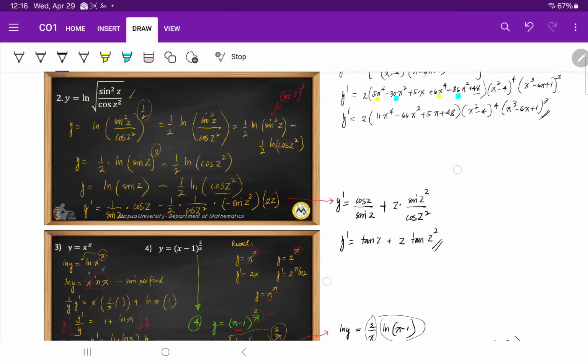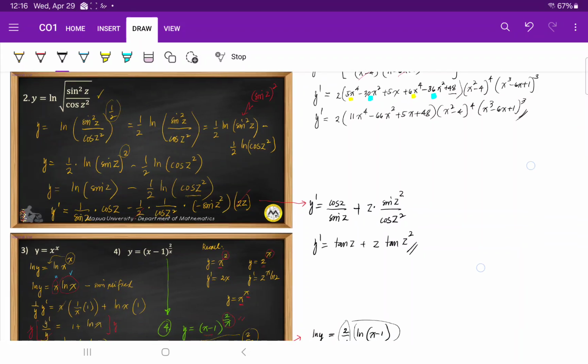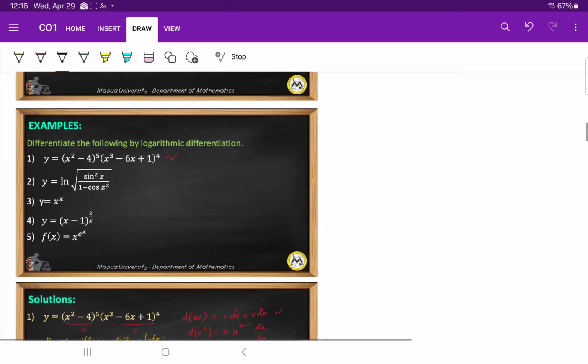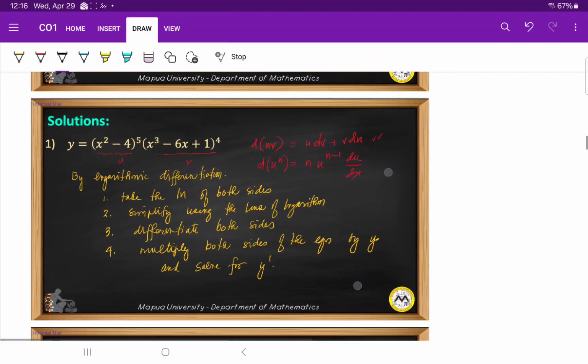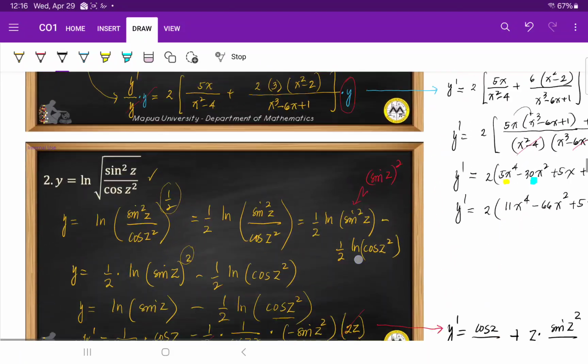Okay, so we did not choose logarithmic differentiation on number 2. We can also do that. But what we did is to apply the laws of logarithm, similar to this one. Dito sa number 1, we use the laws of logarithm to simplify. Kaya lang when we proceeded to using the logarithmic differentiation.